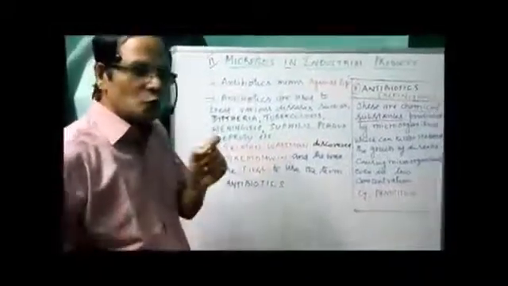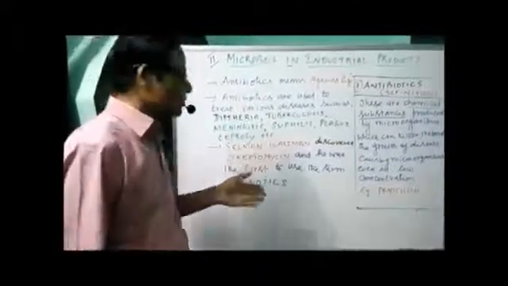Some examples: Selman Waksman discovered streptomycin, isolating streptomycin from Streptomyces griseus, not aureus. So he isolated streptomycin, and he was the first one to use the term antibiotic. He was the first man to use the term antibiotics.